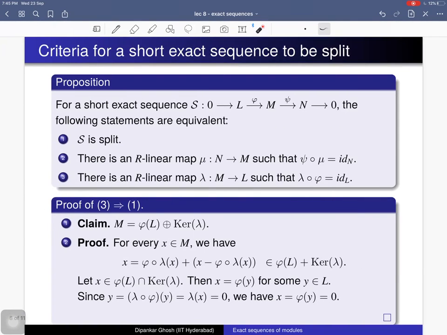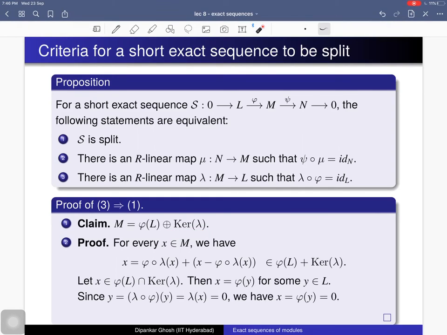Next, we should prove 3 implies 1. So, you start with 3, that means suppose you have this module homomorphism lambda from M to L such that this composition is the identity, and we should prove that this short exact sequence is split. So, again we should find a submodule of M such that M is the internal direct sum of phi of L and that submodule. So, starting with this module homomorphism, the most natural choice for a submodule of M should be the kernel of this map. Okay. So, we claim that M is the internal direct sum of phi of L and the kernel of lambda.